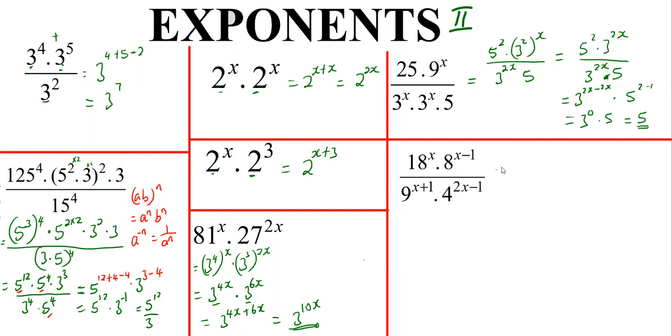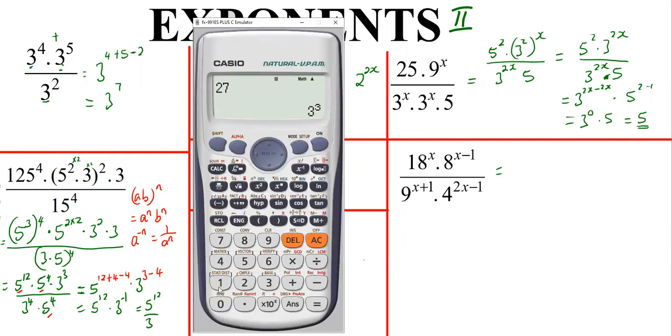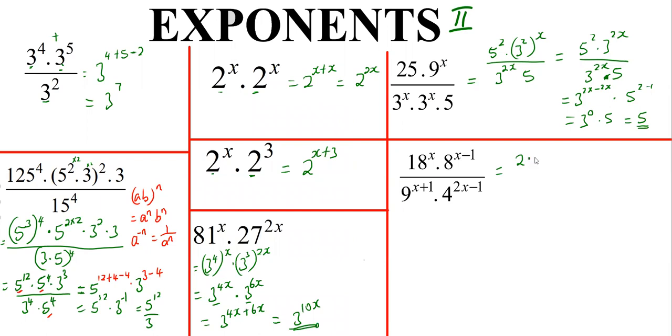Now, let's move on to the next one that we have here. We have 18. And what do we do with 18? We need to change it first. 18, shift factor, 2 times 3 to the power 2. But what do we see here? We put it in brackets because we have an exponent of x for both of them. What about 8? 8 is 2 to the power of 3. So it's going to be 2 to the power of 3.